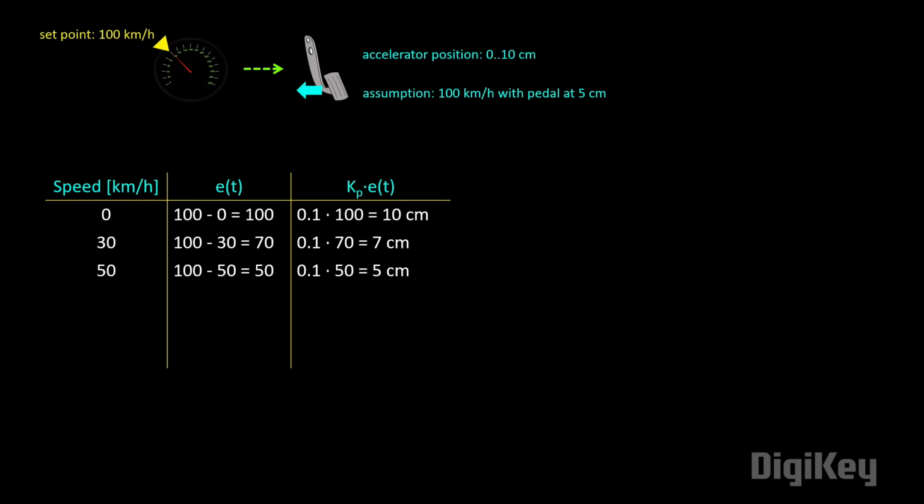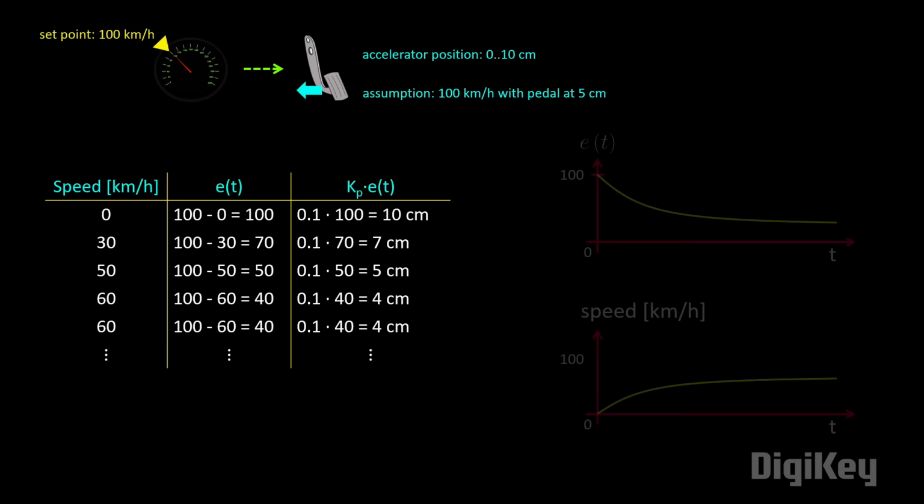However, once we reach 60 kilometers per hour, our pedal position will be at 4 centimeters. For the sake of this example, we'll say that we can cruise at 60 kilometers per hour with the pedal position at 4 centimeters, but we'll never quite get to our desired speed. If our error is 0, that means our proportional controller will set the accelerator position to 0, which essentially means no power from our engine.